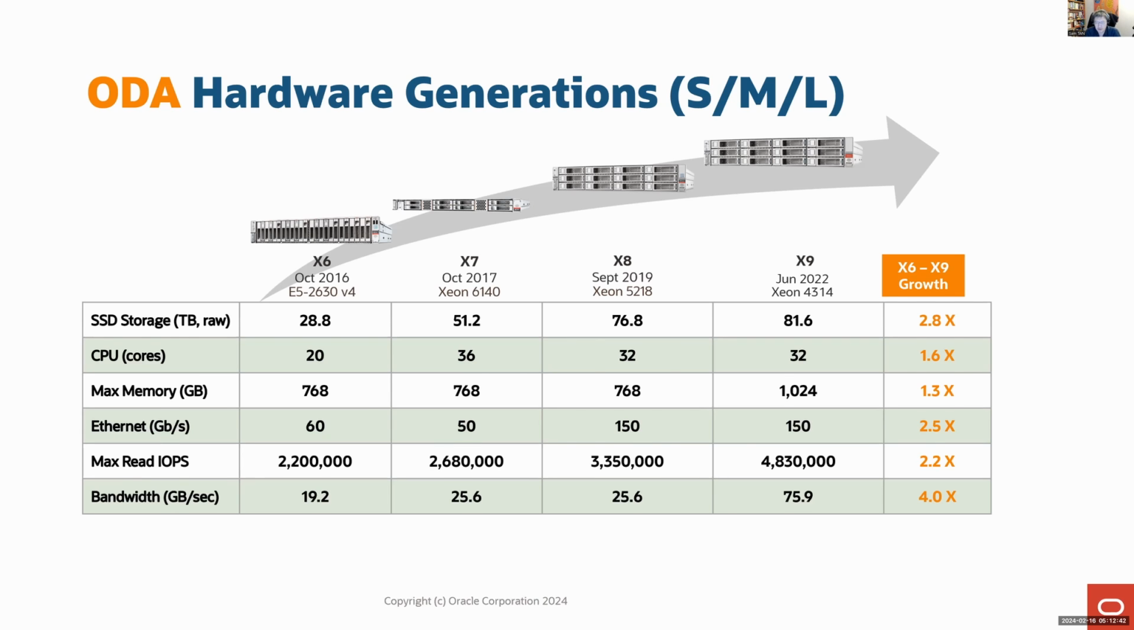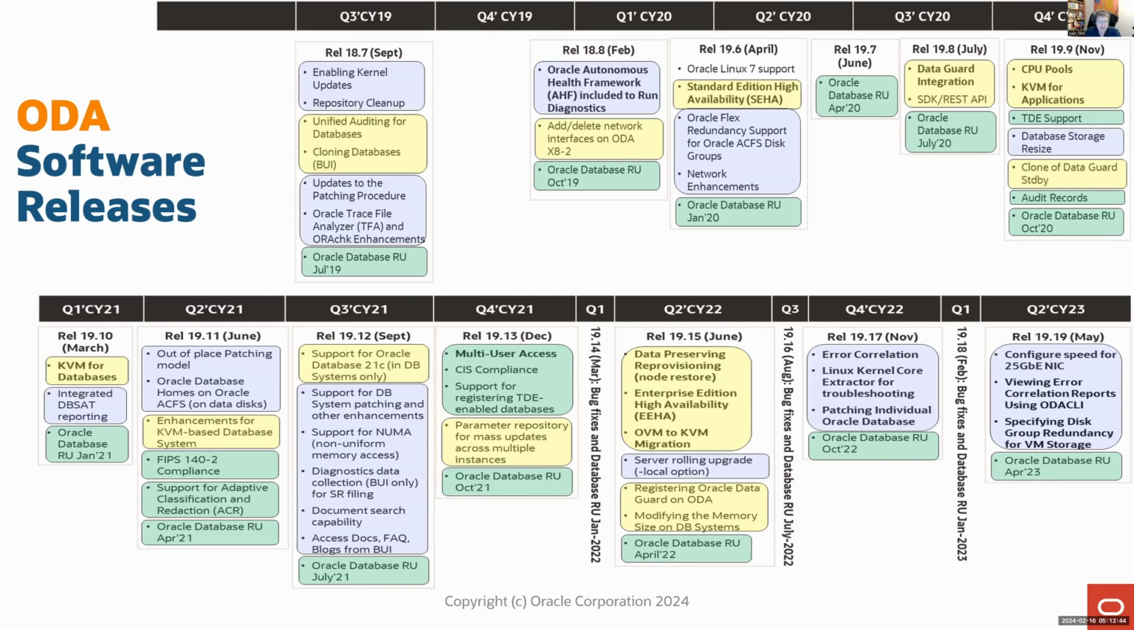Now, as I said before, though, it's not just about the hardware. It's also about the software. And every quarter, roughly every 3 to 4 months, we release a new version of software. And the new version of software brings enhancements across the board. We improve on the reliability of the system. We improve on the security of the system. We improve on the availability of the system. Obviously, we also bring the newest version of database available at that time.